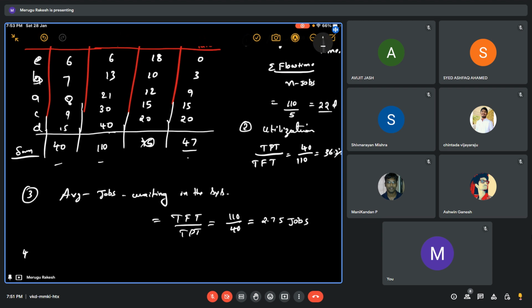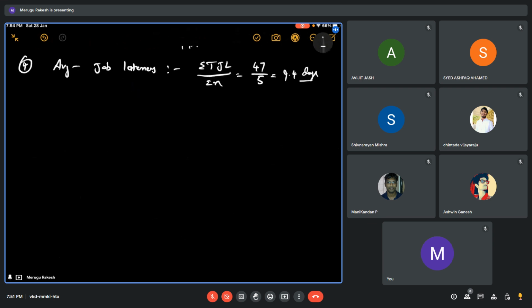And the final parameter is the average job lateness. This is nothing but the summation of total job lateness, that is 47 in this case, divided by the number of jobs. That is 47 divided by 5, that is 9.4 days is the average delay. So these are the four parameters that we measure for each case. This is for the SPT, the shortest processing time. Similarly, we'll do for the other one.